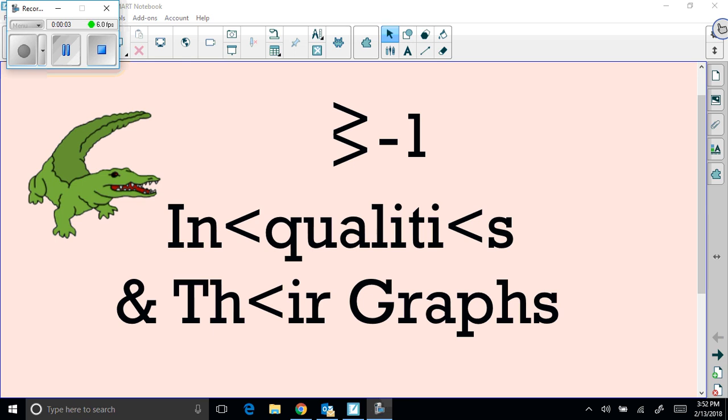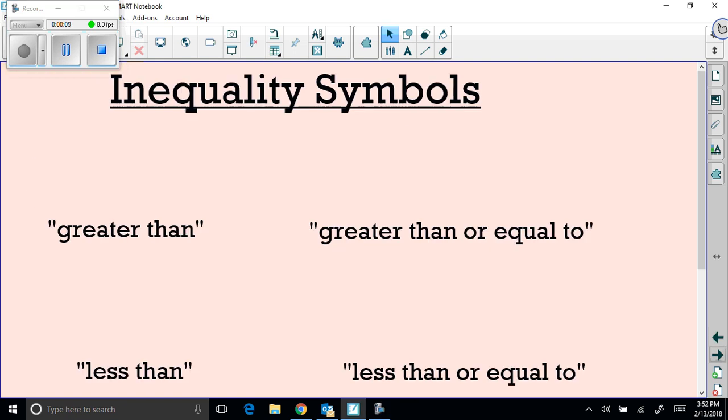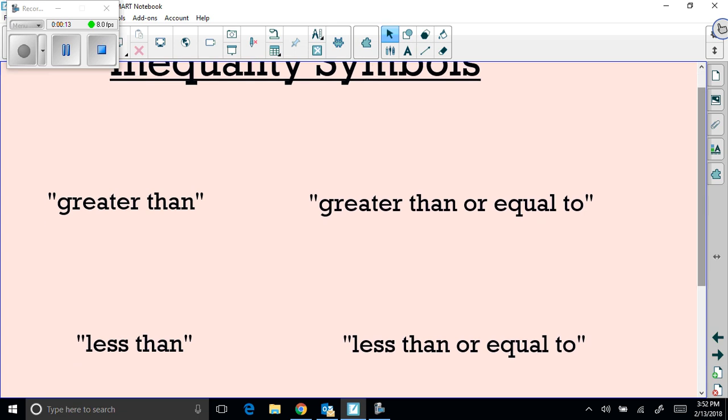Afternoon. You should have out your 3.1 notes that you got from the sub after you took your pretest. We're going to get into inequalities in chapter 3, but before we do that, we do need to make sure that we know our symbols.